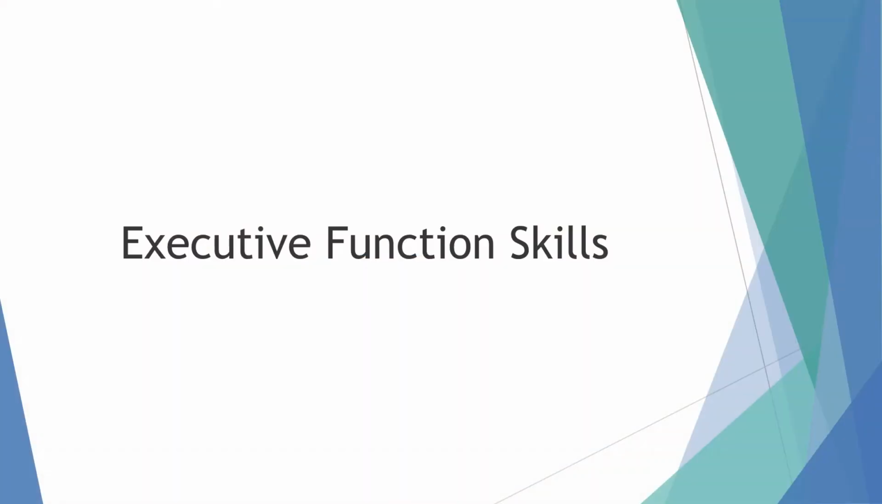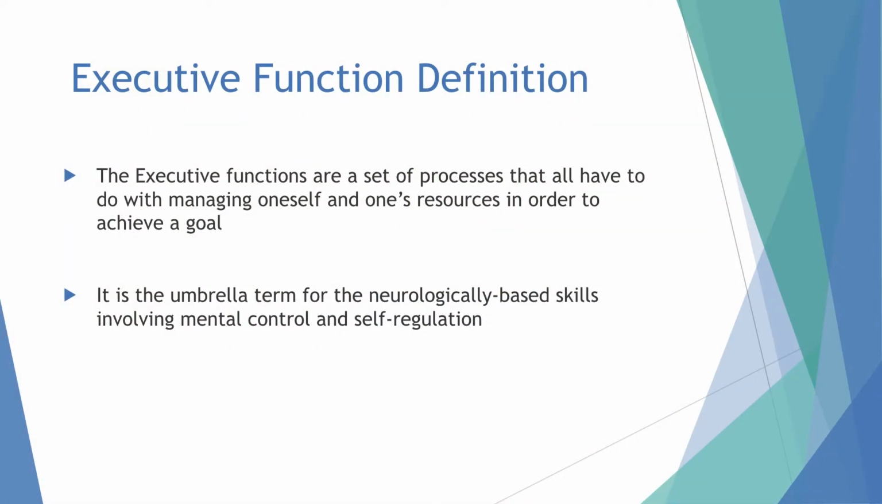So now we're going to talk about executive function skills. We'll start with the definition and then give you some examples. Executive function skills are a set of processes that have to do with managing oneself and one's resources in order to achieve a goal. It's an umbrella term for neurologically based skills involving mental control and self-regulation.